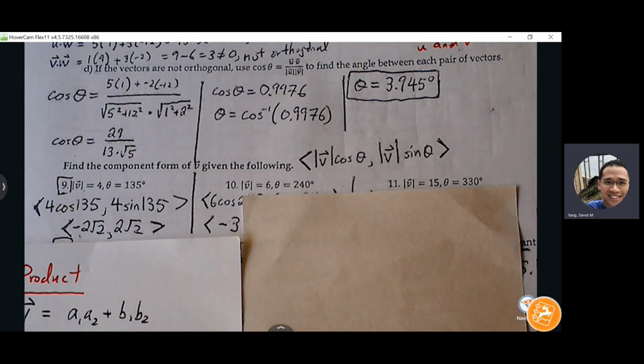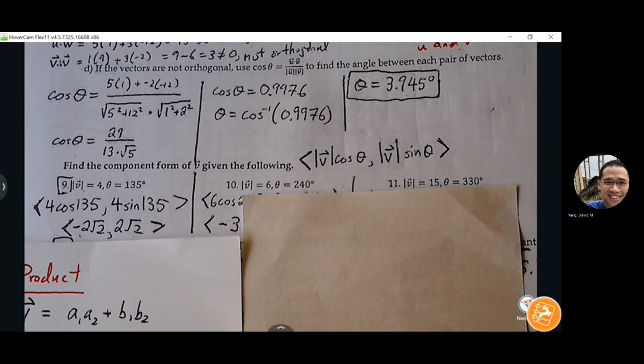Now, some of the calculators may not give a decimal value. An exact value in radical form, but that's okay. As long as it's equivalent to that value to 3 decimal places, I'll accept it. Okay. So, yep, if your calculator produces a decimal value, leave it in that form. Okay, try 10 and 11.